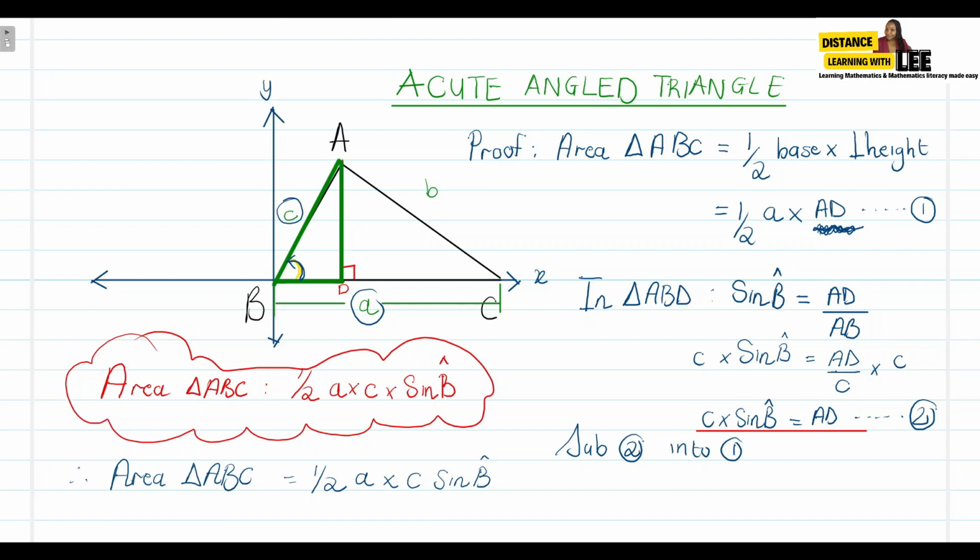So you need to write that down. And then from here, we just want to find out what AD is, so I multiplied by C on both sides. And then from there, I was able to substitute this equation 2 into my equation 1. And in this case, we would have proven our area rule.